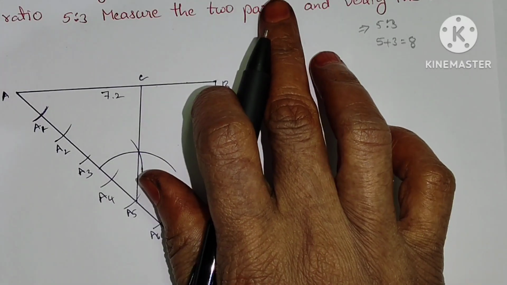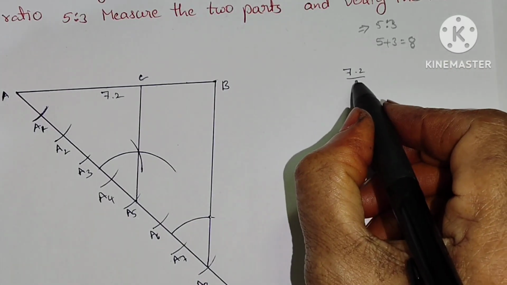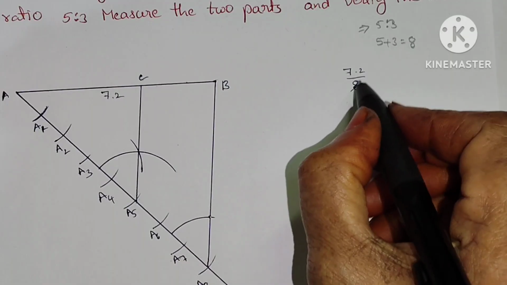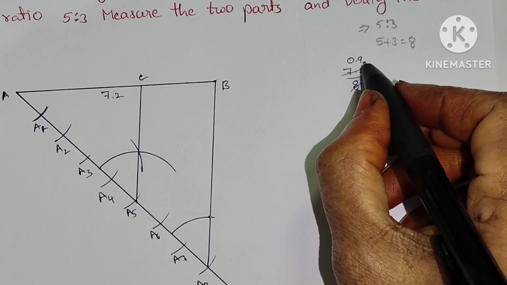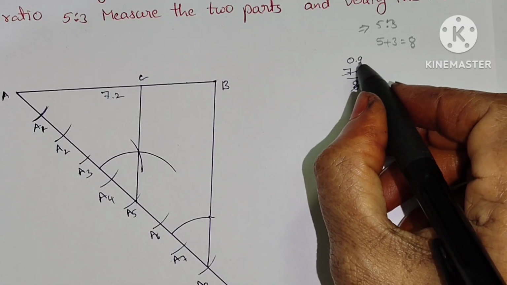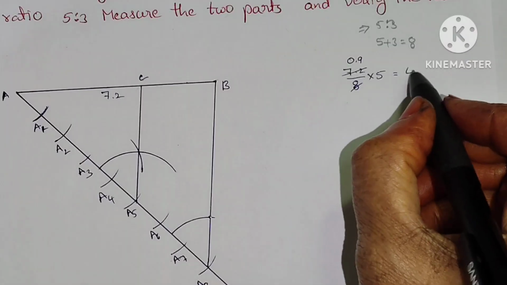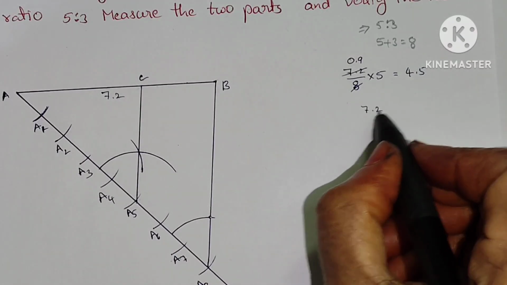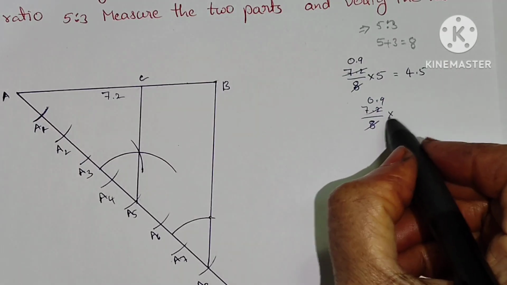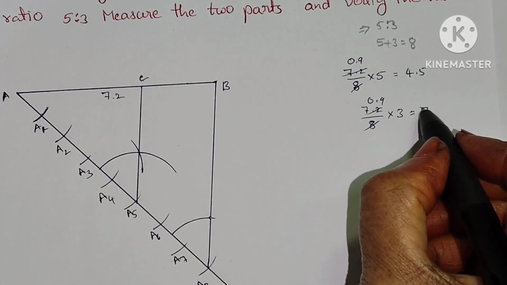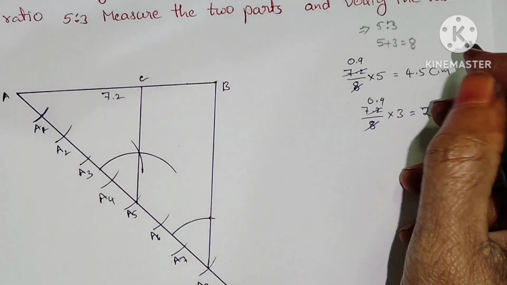Now here are a total of 8 parts. The total distance is 7.2, and 7.2 divided into 8 parts gives 0.9 each. So 0.9 into 5 is 4.5. Next, 7.2 by 8 is 0.9, and 0.9 into 3 is 2.7 centimeters. So now we check it.